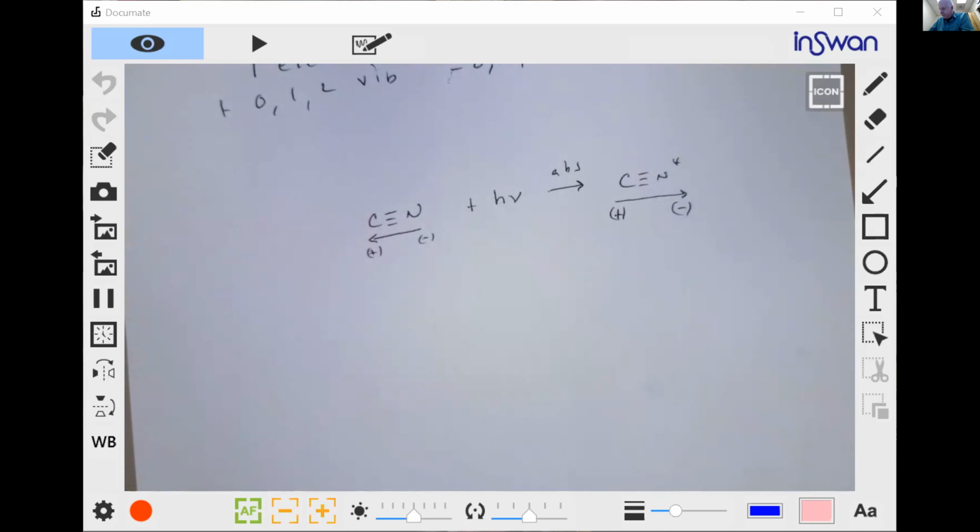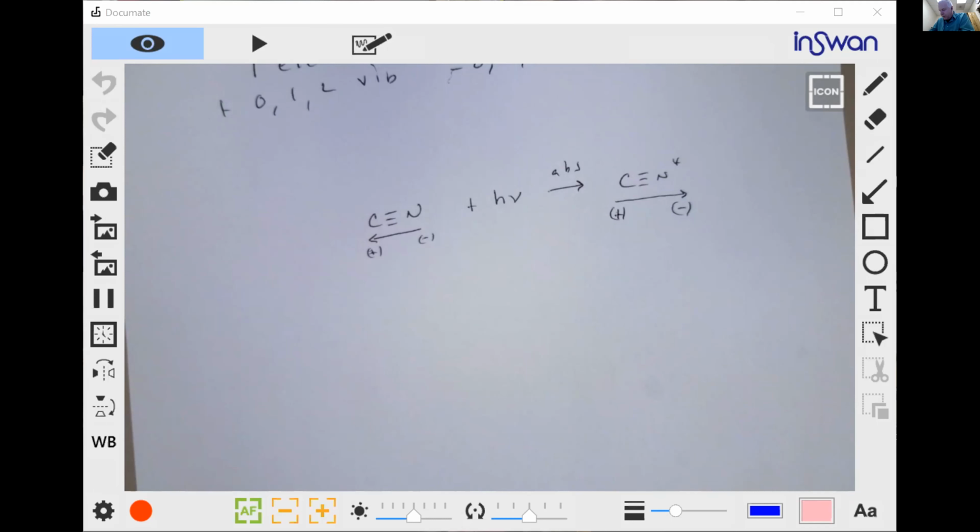So what will happen is that CN, if it's in water, let's say that it is, we have our CN, this side is positive, and so there's going to be, on average, some water dipoles oriented towards this positively charged carbon, and then some hydrogen dipoles oriented towards the nitrogen, right?